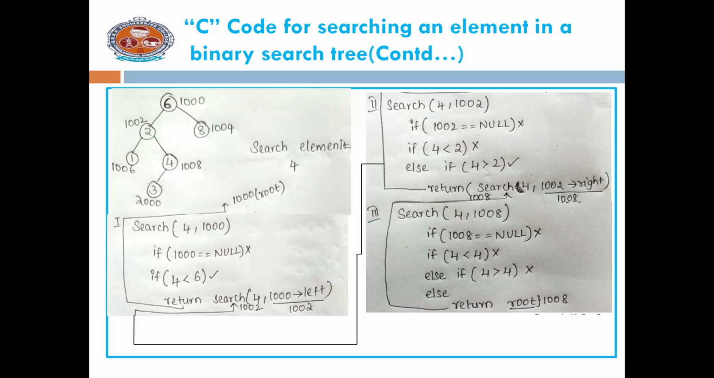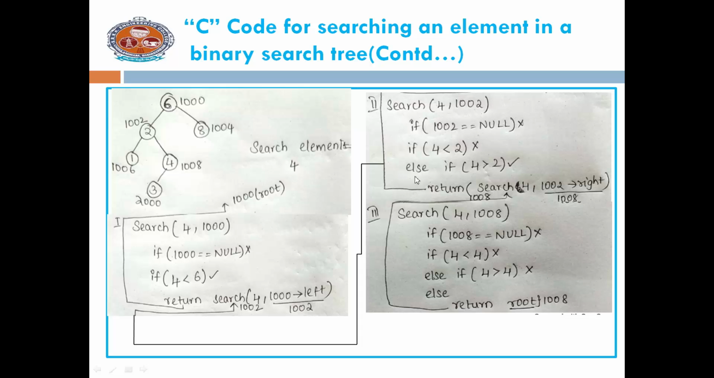So we have moved into that block, return search of 4 comma 1000 of left, where 1000 of left is nothing but 1002. I am again invoking the search function here, search of 4 comma 1002. Now our root value is 1002, so root is not equal to null. This case fails. If search value 4 is less than 1002 of data, what is 1002 of data? It's nothing but 2. 4 is less than 2?